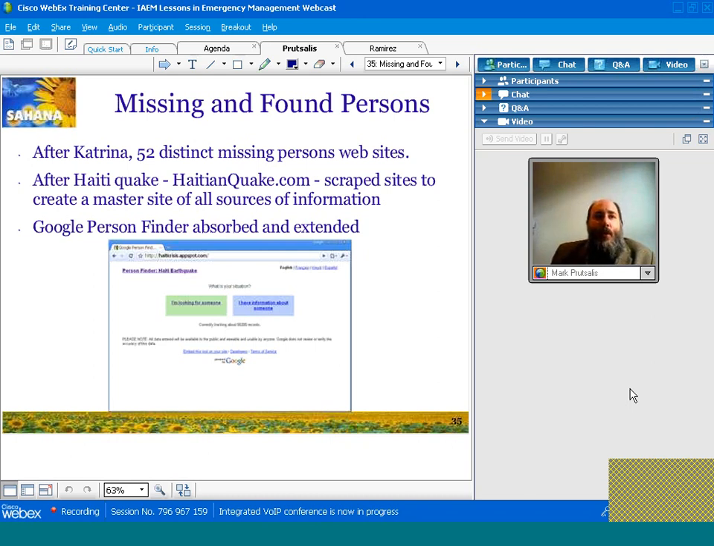And what Tim did is he started a site called HaitianEarthquake.com, and he focused his technology efforts on designing scrapers that would go out to all these different websites and pull all of the data from them and put it into a single place, his site. That basically served as an aggregator of all the different missing persons websites. So by doing this, he created the best site and then tried to get the others shut down so there wouldn't be competition and there wouldn't be duplication of effort.